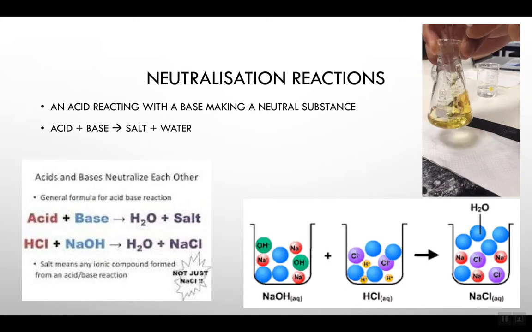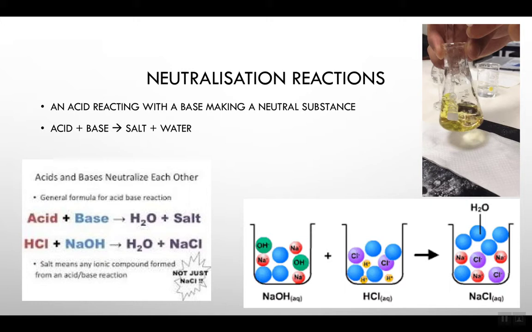Neutralization reactions are when we have an acid that reacts with a base to make something neutral. Okay? They have a general formula, which is our acid plus our base gives us our salt plus water. Now, a salt means an ionic substance. It doesn't necessarily mean that it's sodium chloride, though sometimes it is.